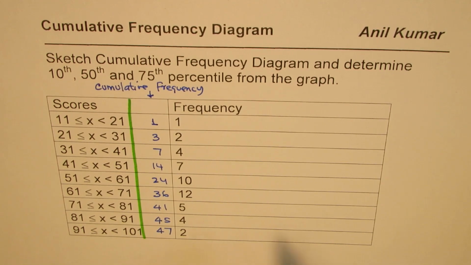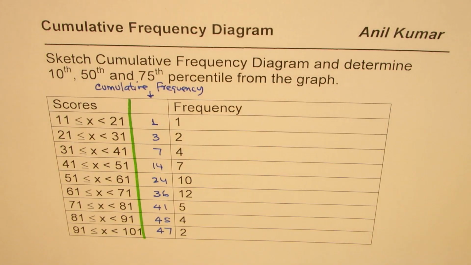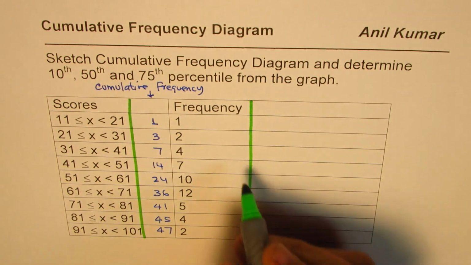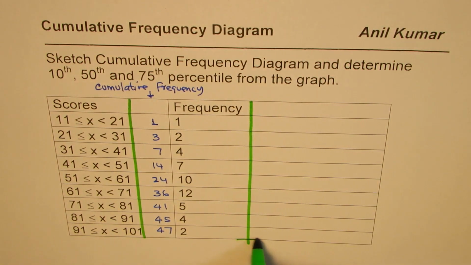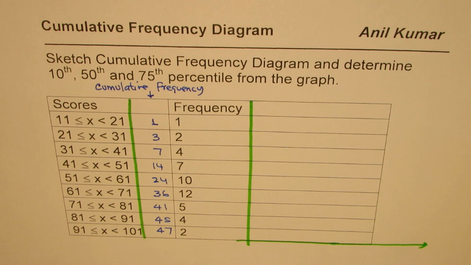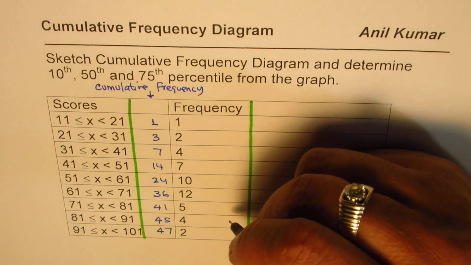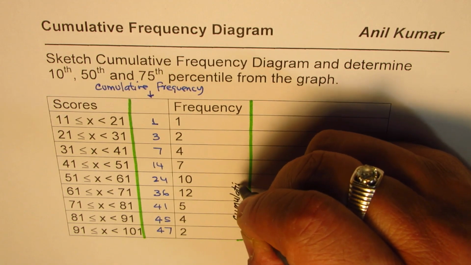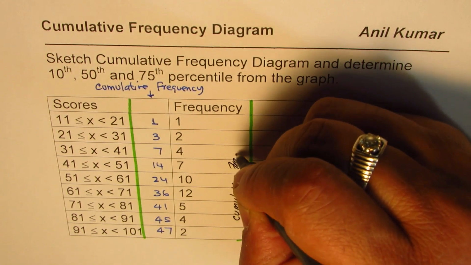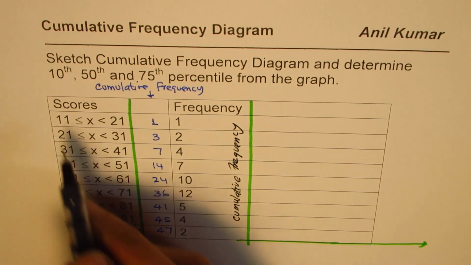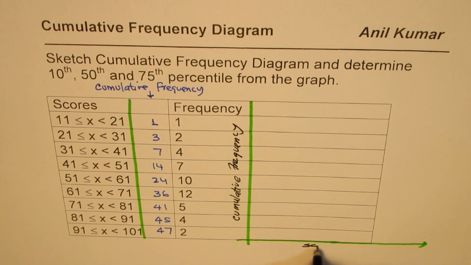So I'll make a very rough sketch. Let us say, okay, let me use a highlighter. Okay, so let's say this is our vertical y-axis and this is the horizontal x-axis. So we are going to write down the cumulative frequency on the vertical axis. So this represents cumulative frequency. Okay, and on this side we'll represent the scores. So we have scores on this side.